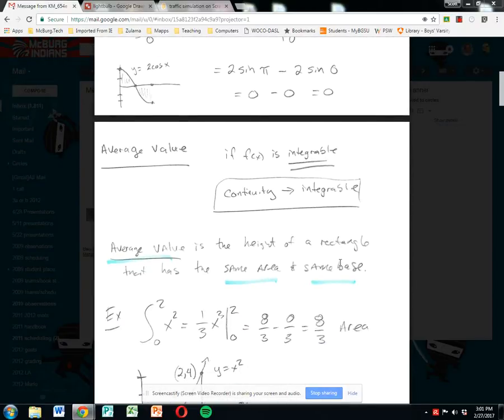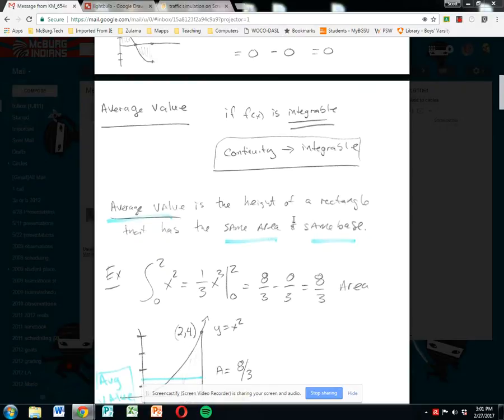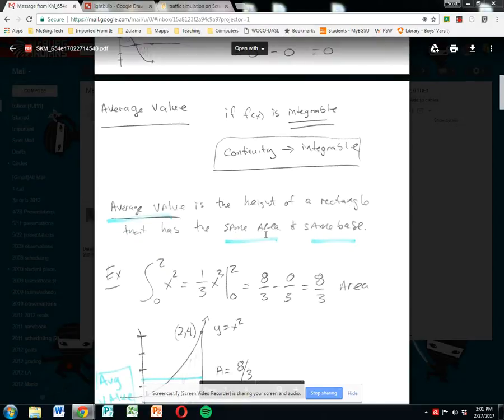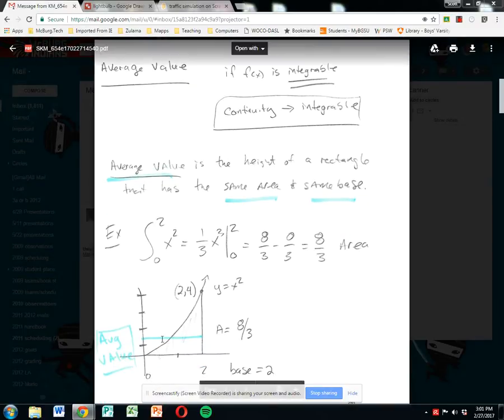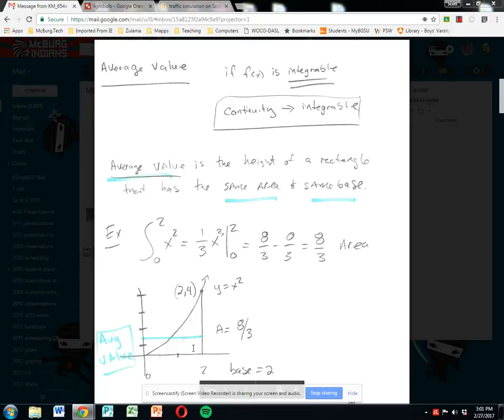Another term called average value, and this is going to come up a number of times on the AP test, is if f of x is a continuous function, and actually it says if it's integrable, but continuity implies integrable. So the average value is just the height of the rectangle that has the same area and the same base. So we know that this function here, y equals x squared, is an odd-shaped function. If I want to have the same area with the same base, I just have to take my final answer for area and divide it by the base, so it's not that bad.